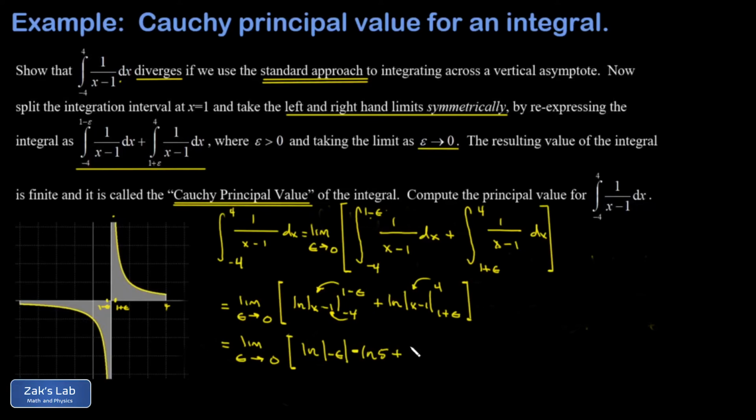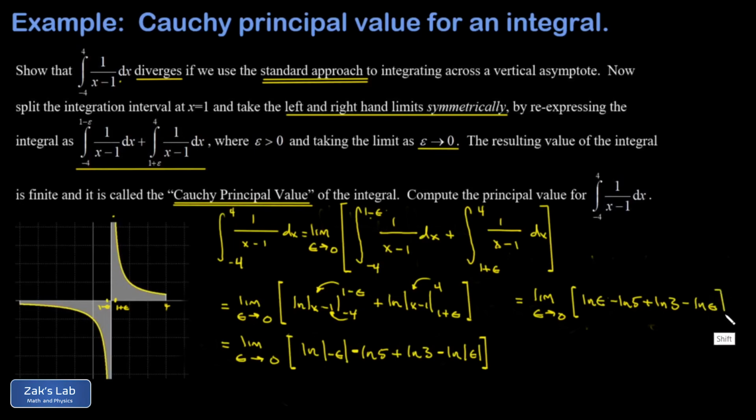In my second piece, I sub in the upper limit, and I get the natural log absolute value of 3, or just natural log 3. And in my lower limit, I'm subtracting that. I get the natural log absolute value of 1 plus epsilon minus 1, which is just natural log absolute value of epsilon. And because epsilon is positive, the absolute value bars aren't doing anything there. So just to make the algebra exceptionally clear, my first natural log term, when I apply the absolute value, becomes natural log epsilon. And then I have minus log 5 plus log 3 minus a natural log epsilon.